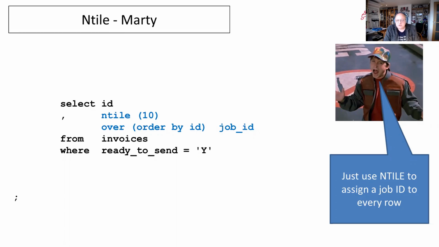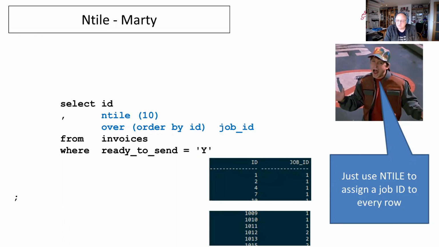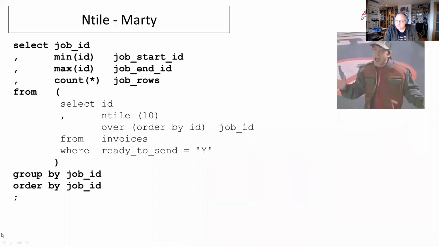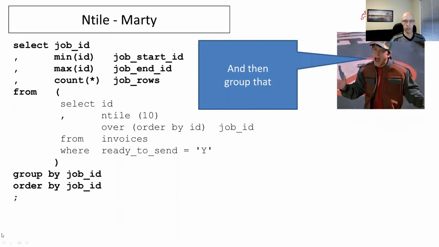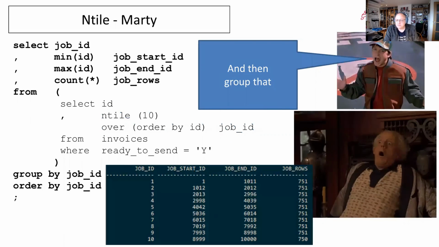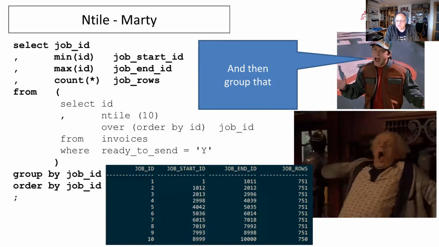If we run this, then after this job ID has been assigned to each row, as you can see here, we can just group this. Yes, next slide, please. Sorry. Then we can just group this by job ID and do a min, max, and count. And if we run that query, then we get this result. And that's exactly what we needed.